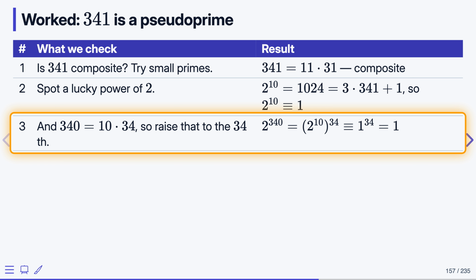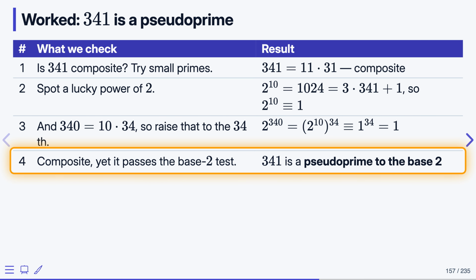Step 3. Now look at the exponent we need. 340 is 10 times 34, so 2 to the 340th is 2 to the 10th, all raised to the 34th, and 1 raised to anything is still 1. Step 4. So this is a composite number that passes the primality test. 341 is a pseudoprime to the base 2.